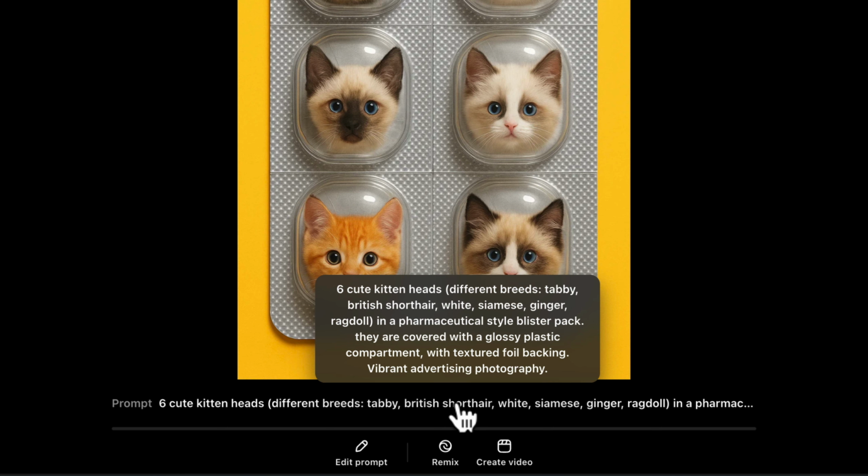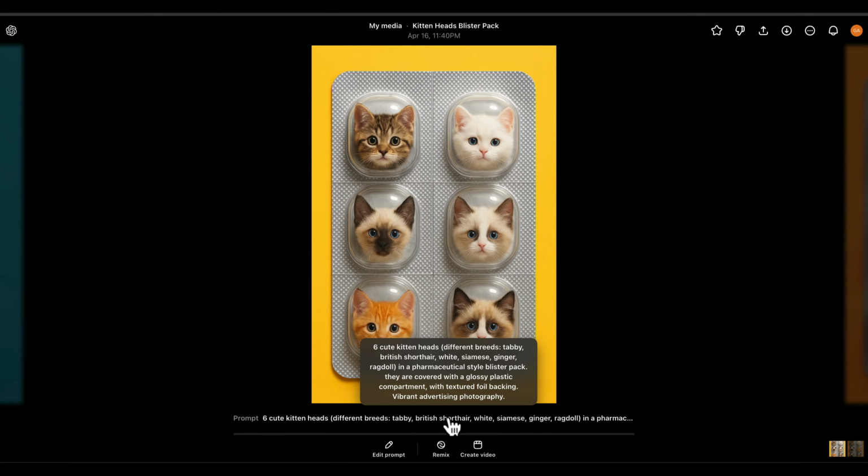Now there are various versions of these kind of blister packs going around at the moment, but this is one I sort of did the prompt from scratch just to make it the best quality, or what I believe is the best quality one out there at the moment. So feel free to use that.